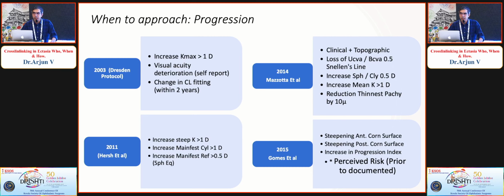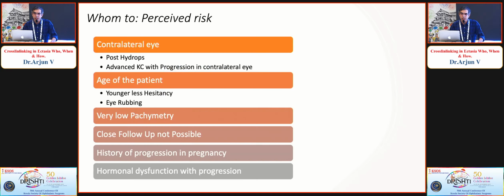The progression criteria are very different. You can get an increase in keratometry, a deterioration in visual acuity, or a change in glass powers. But even now, certain studies have included perceived risk. That is, even without documenting a progression, if you feel there's a perceived risk, you can consider doing CXL. Perceived risk may be how the other eye has behaved, or the age of the patient. If you are dealing with a VKC patient who has eye rubbing and progression, you can consider CXL even before you document a progression.